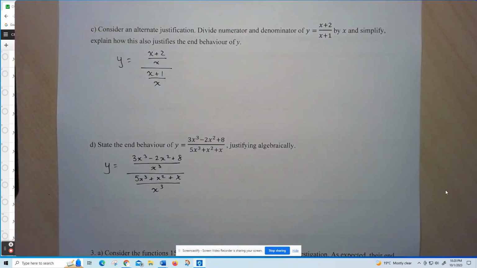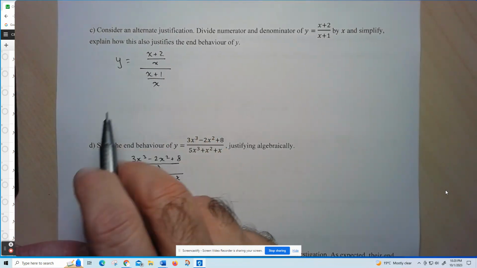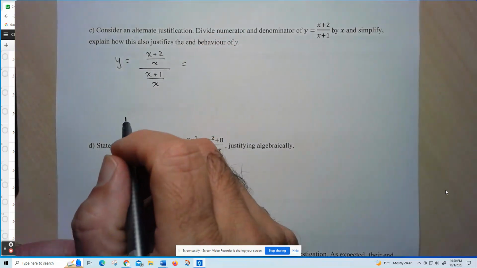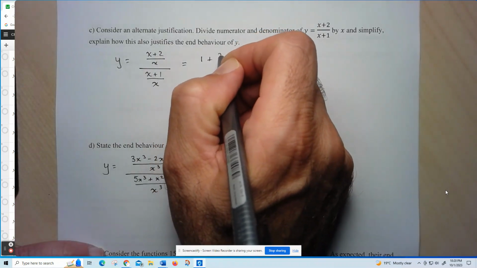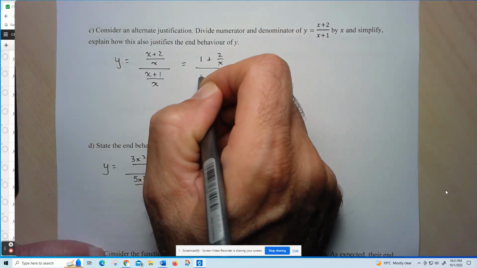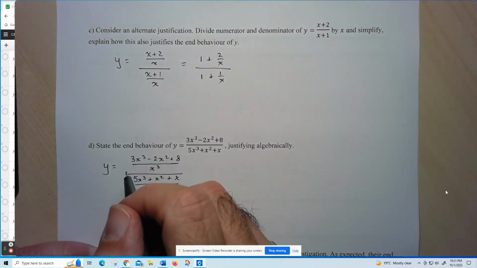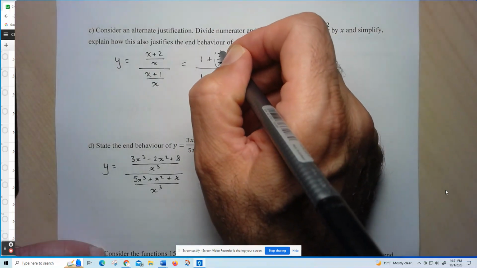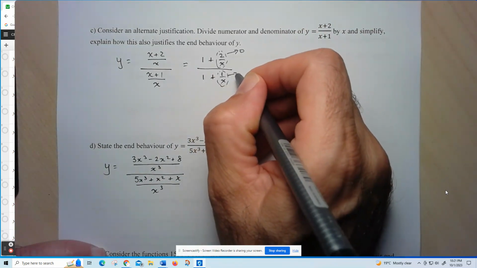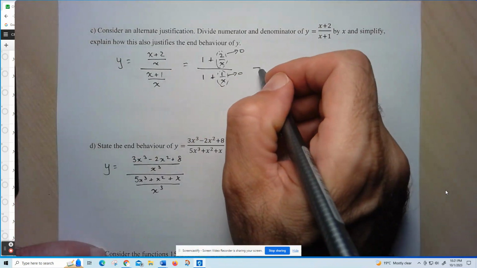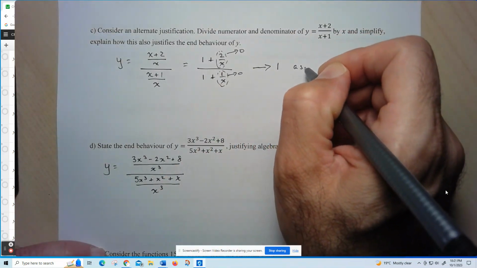All right, so let's come back and have a look at these here. So I've already divided numerator and denominator by x in this case here. And so now I can do some simplifying. So here I can distribute the division of x. And in the numerator, I'm left with 1 plus 2 over x. And in the denominator, I'm left with 1 plus 1 over x. And again, remember that we're interested in end behavior. We see that this term here is going to approach 0 as x gets very, very large. This term here is also going to approach 0. So in the end, as x gets very large or very small, the whole thing approaches 1.